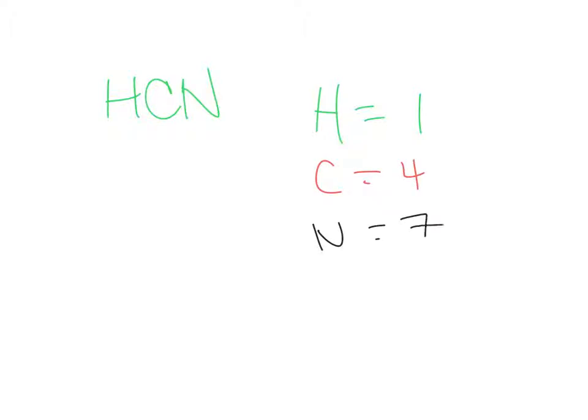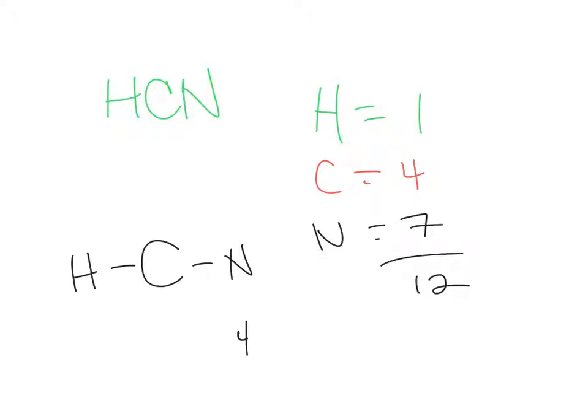Okay, the last one for the homework is HCN. So again, we start by counting our electrons. Hydrogen has 1. Carbon has 4. Nitrogen has 7. So that gives us a total of 12 electrons that we need to account for. So let's start with carbon in the middle. We know that hydrogen can only have a single bond. We know that nitrogen needs 4.